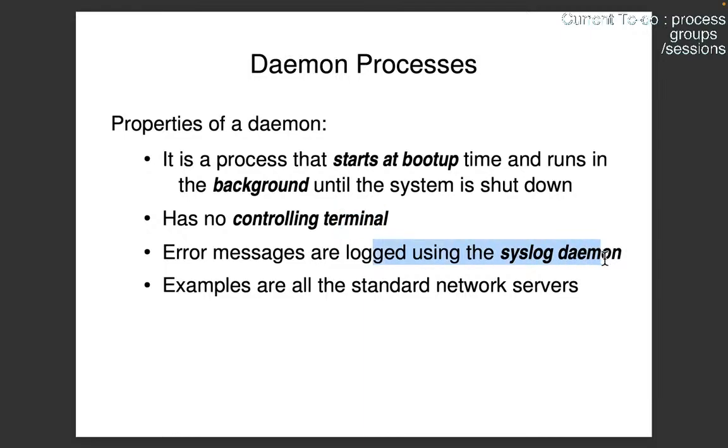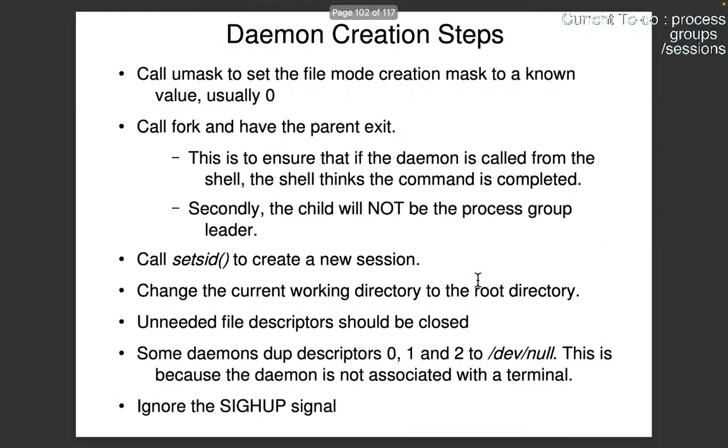Errors are logged using the syslog daemon. Examples are all the standard services. Daemon creation steps: call umask to set the file mode creation mask to a known value, usually 0. So umask to 0 basically. Then call fork and have the parent exit.